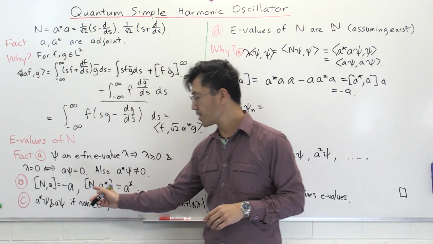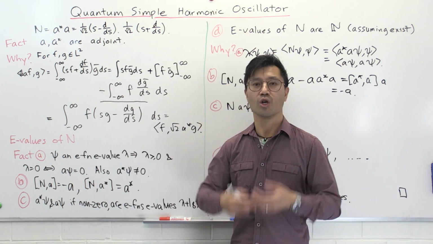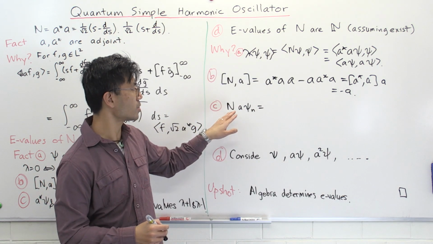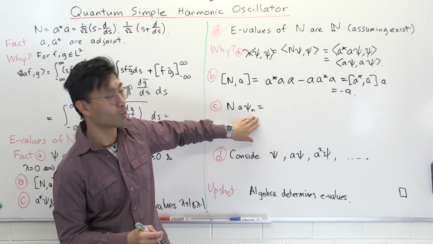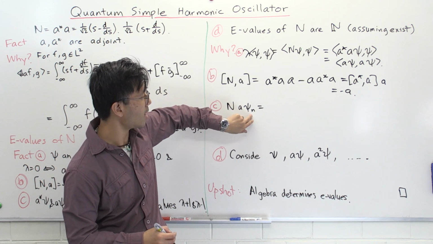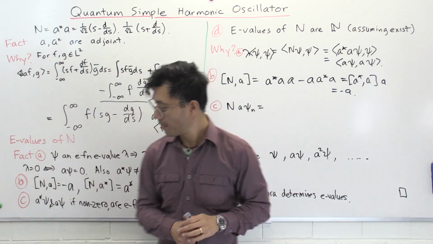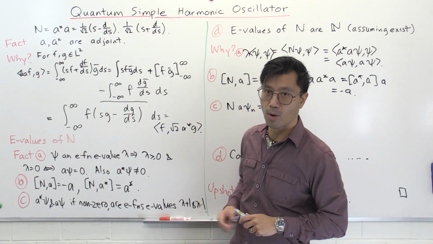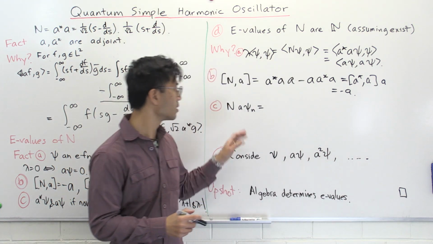Okay, so now let's move on to the next part, and I want to say that when you apply these operators A and A star to an eigenfunction, you still get an eigenfunction. And what is that eigenfunction? Okay, so what's N times A psi n? We want to show that this is still an eigenfunction, so this is a scalar multiple of A psi n, and that scalar multiple is, when you apply A, it decreases the eigenvalue by 1, so it should be lambda minus 1 times A psi n.